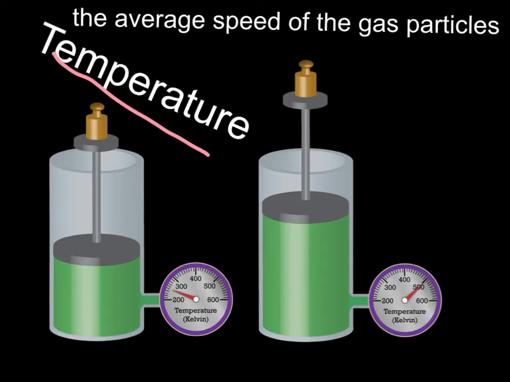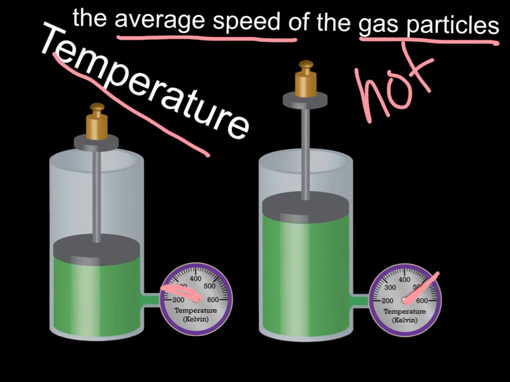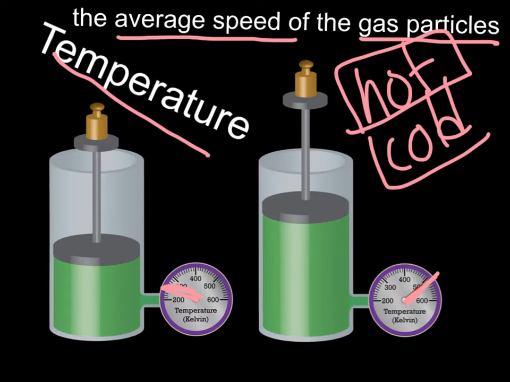Temperature is the average speed of the gas particles. So here we can see that the temperature is pretty low in this container and pretty high in this container. That tells me that the gas particles moving around in this container are going slowly, versus the gas particles in this container, which are moving very fast. So even though temperature to us means hot and cold, if you were to look at something that's very hot versus something that's very cold, you could see an actual change in the speed of the molecules of that material.